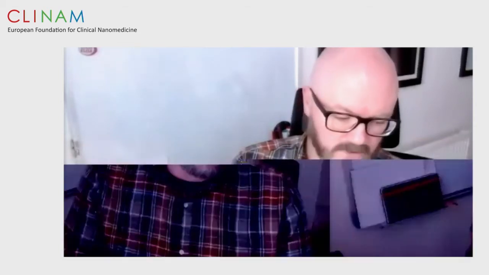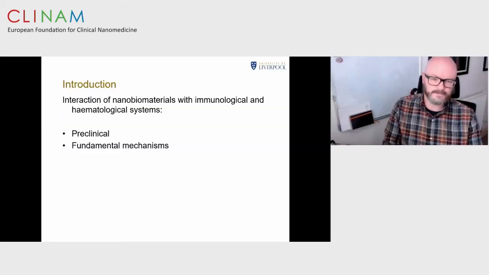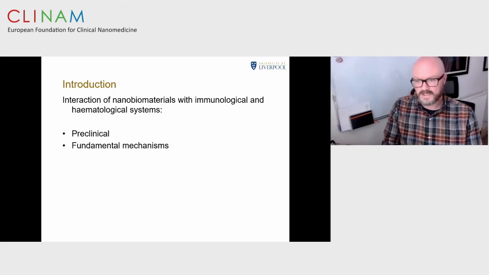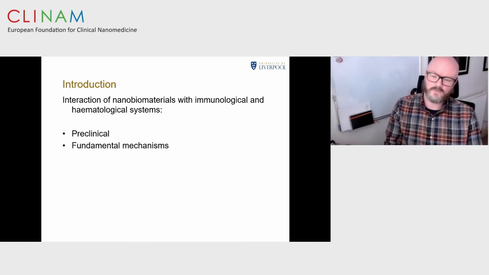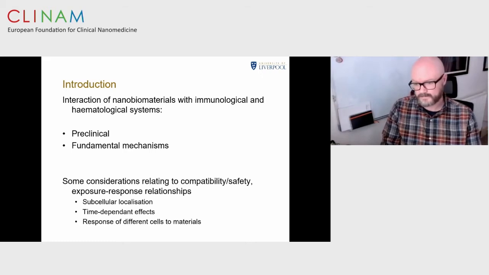It's always a challenge. I won't read out the title again that Andrew's just introduced, but what I'd like to try and do is give you a couple of examples relating to concentration and concentration-independent impacts on safety and compatibility that we've got from the University of Liverpool. My group's very interested in the interaction of nanoparticles with the immune and hematological systems. We do that for two reasons. Obviously, there's preclinical evaluation of new materials, but also we're very interested in the fundamental mechanisms of those interactions.